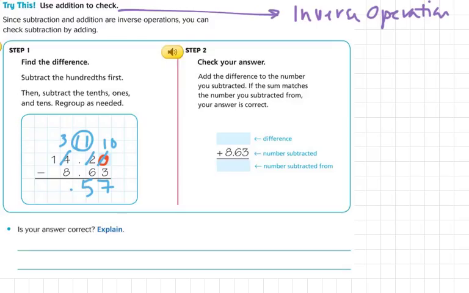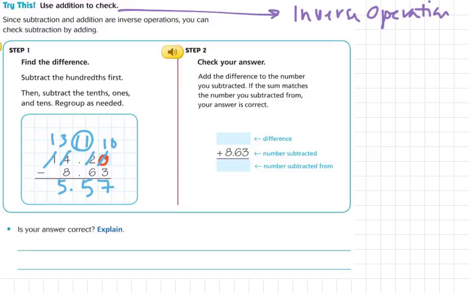And then, boys and girls, we're going to move to the ones place. 3 ones minus 8 ones is not possible. So what we would have to do is regroup from the tens place. So now we have 13 minus 8, which we can do, which is 5. And our final answer is 5 and 57/100.